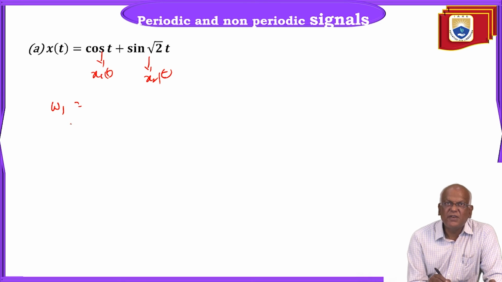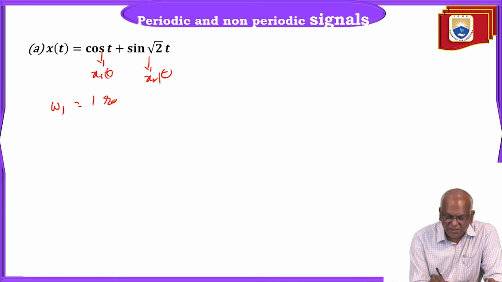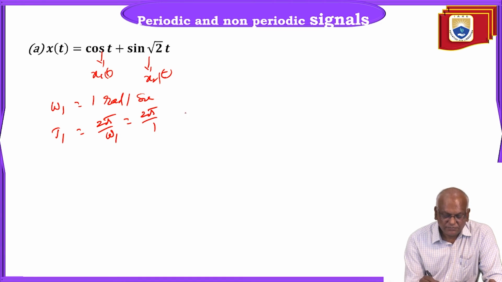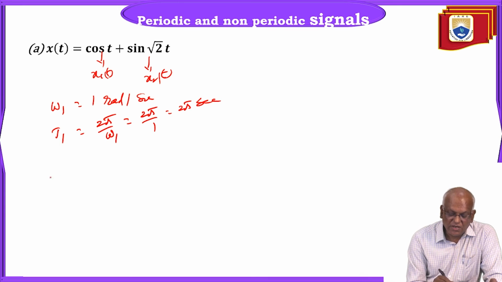Omega 1, the frequency of the first signal x1(t), is given by 1 radian per second. And what is the time period? The corresponding time period is given by T1 = 2 pi by omega 1, which is 2 pi divided by 1. It becomes 2 pi seconds.